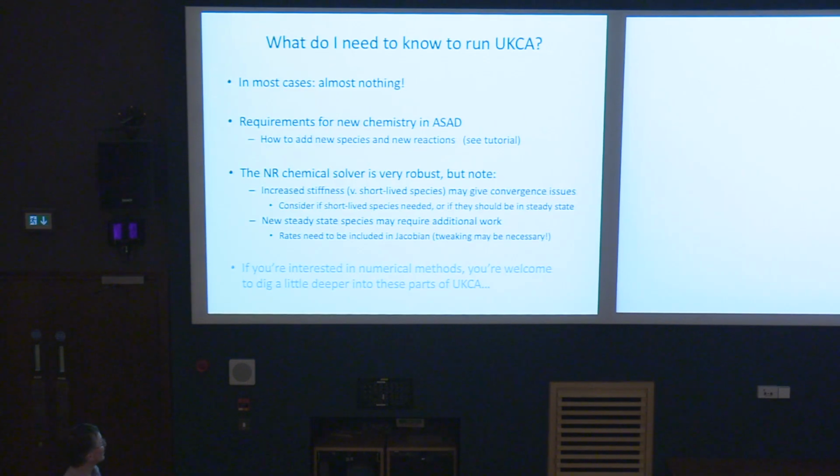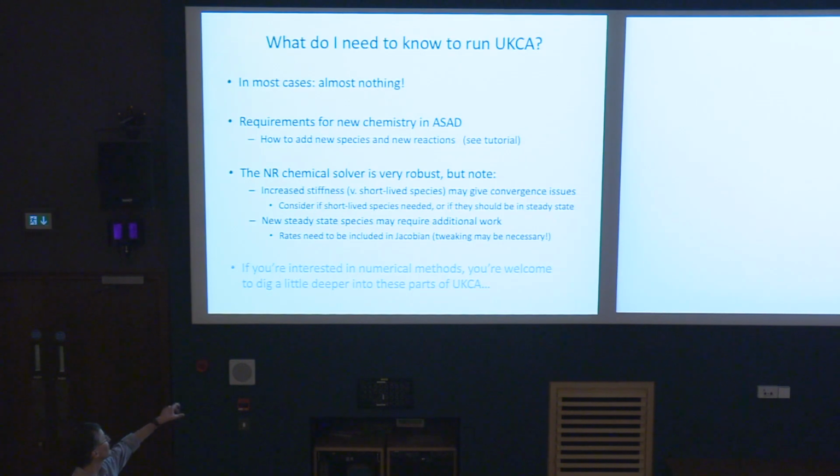Sometimes it's a little bit difficult to include those because they may need to be included in the Jacobian in some way. So there's a little bit of extra programming required for those. That can make a little bit of a problem. But generally, we try to avoid adding any additional steady-state species. These are two things you're not likely to meet unless you're making really major changes to the chemistry. If you're simply adding new biogenic hydrocarbons, for example, into the model, you won't have to worry about these kinds of things at all. And it should be straightforward.